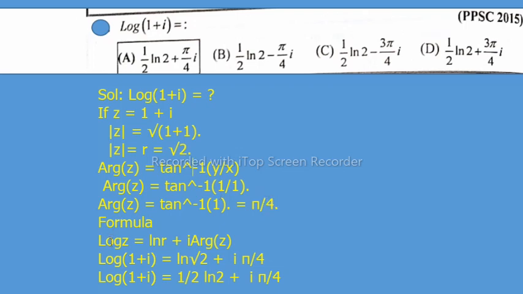Formula, that is log of z is equal to natural log r plus iota argument of z. So natural log r, where r is equal to square root of 2, so natural log square root of 2 plus iota argument of z, which is equal to pi over 4. So according to log property, natural log under root of 2 can also be written in the form of 1 divided by 2 natural log 2 plus iota pi over 4. So option A is correct.